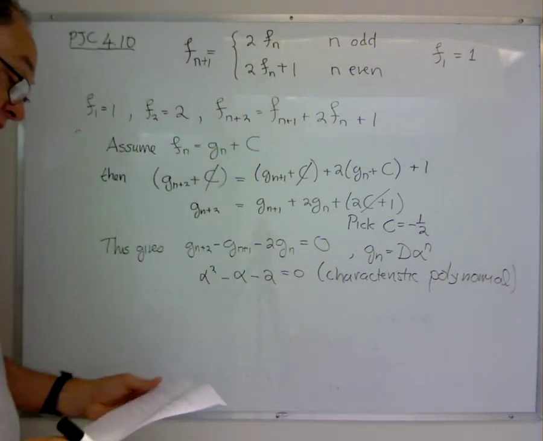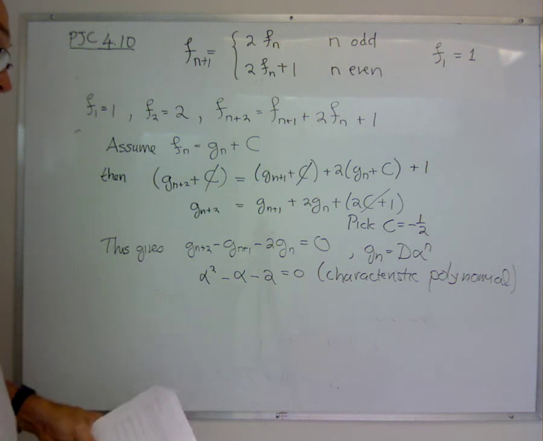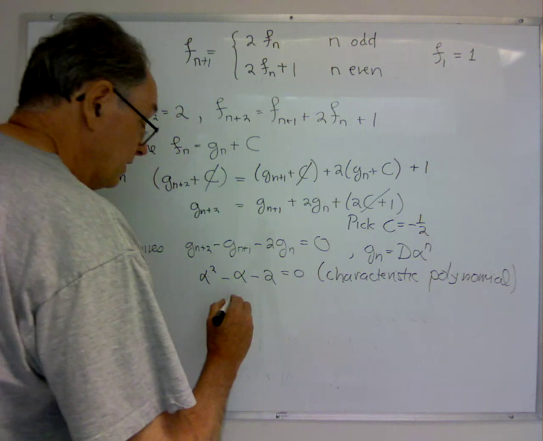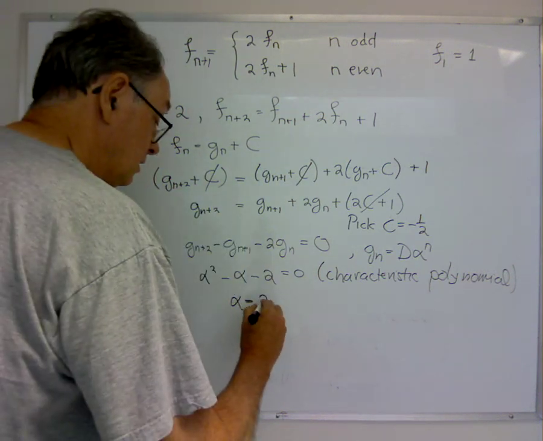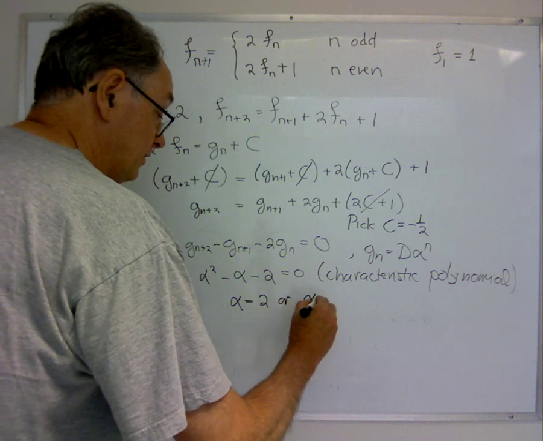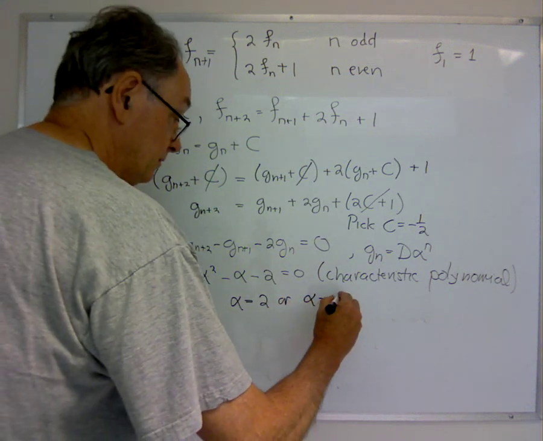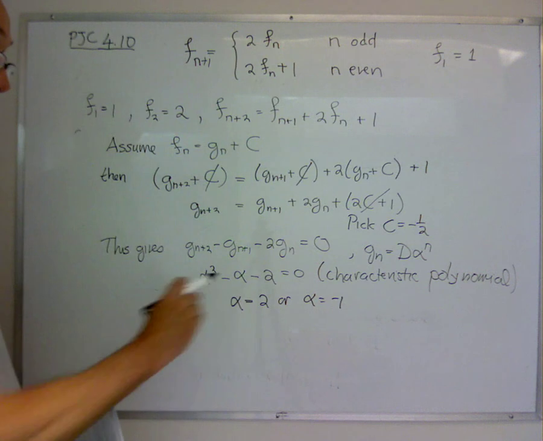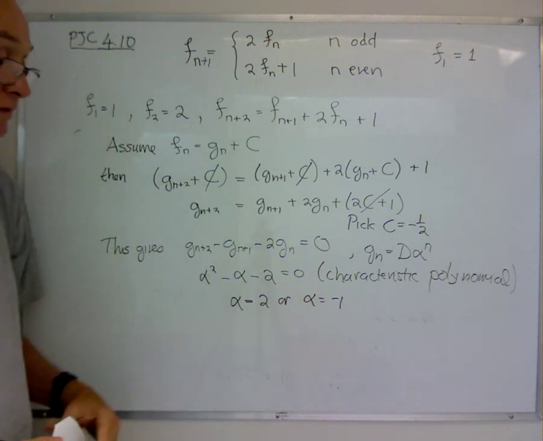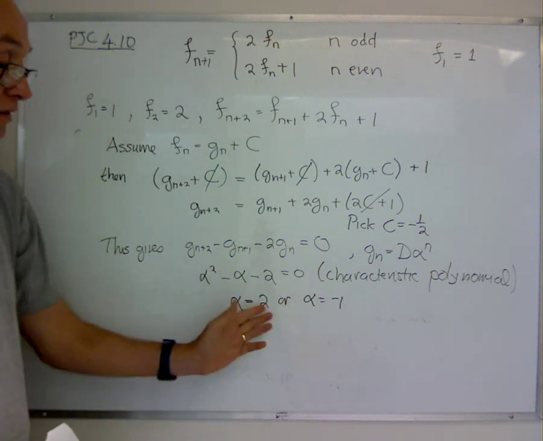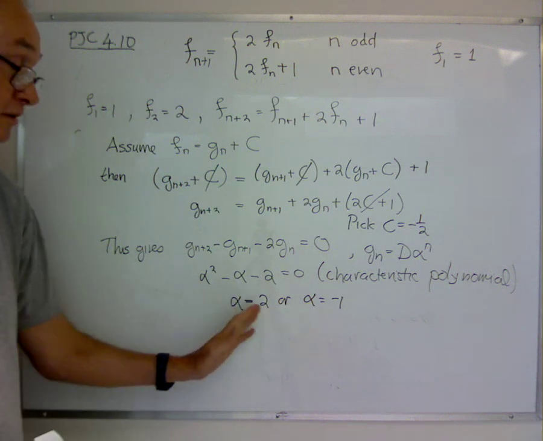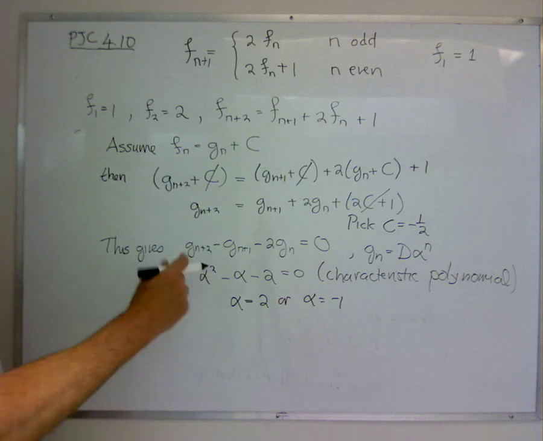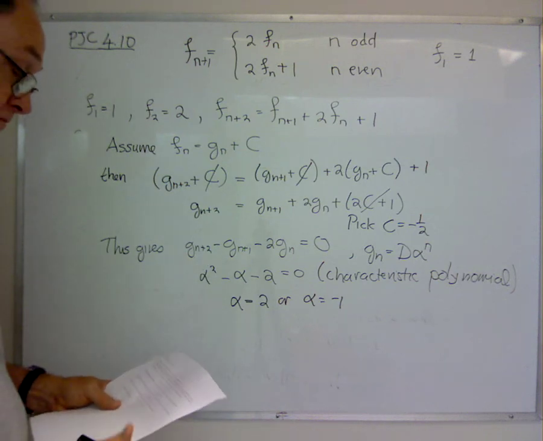Next thing you do is you have to find the roots of this polynomial. So I'll just tell you what they are. Alpha turns out to be 2, or alpha turns out to be minus 1. Right, one of those two values. Once you notice that there are two possible values for alpha and they are distinct, 2 is not the same as minus 1, you can write down the general solution.